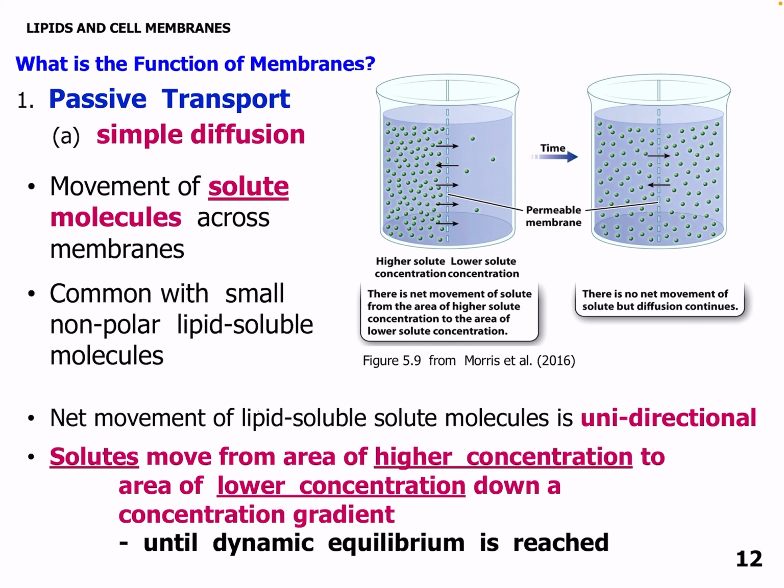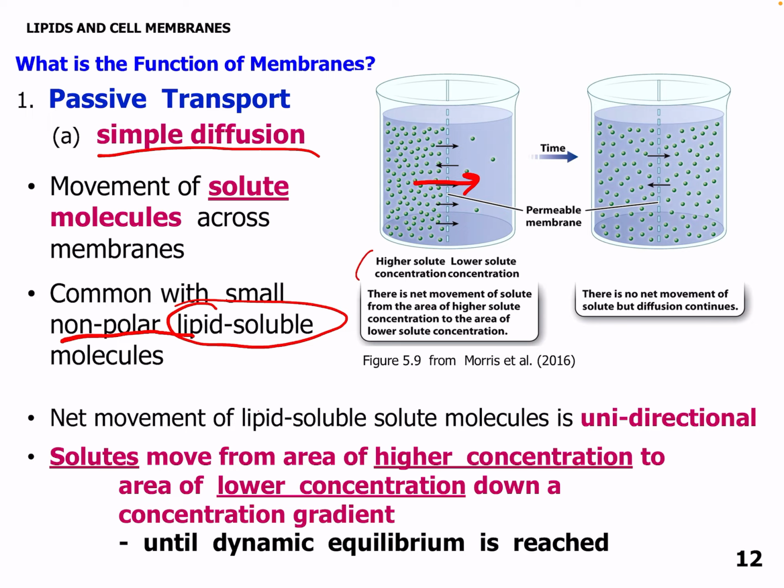So passive transport. So simple diffusion is essentially just the movement of solute molecules across membranes. So essentially, they usually work on gradients from high to low. So here we got a high to low. They can essentially just move freely through the membrane, but based on concentration gradients in most cases. This is common with small non-polar lipid-soluble molecules. So important is lipid-soluble, which means it can pass through the cell membrane, the phospholipid bilayer.